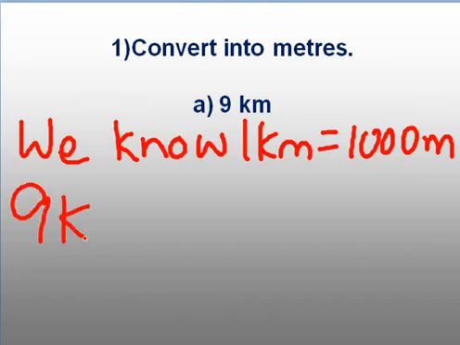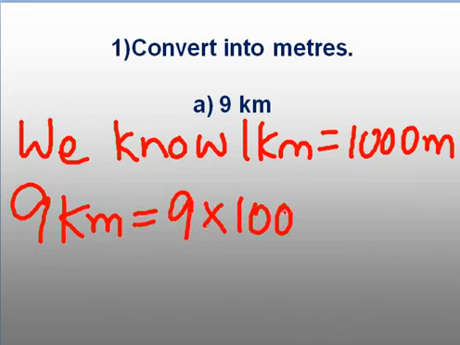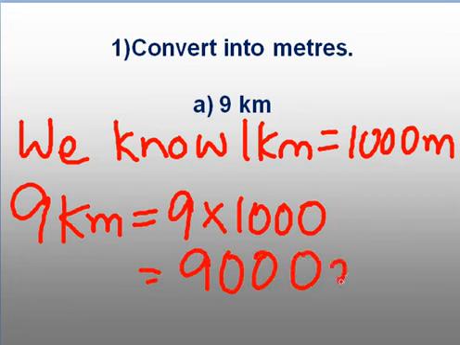So 9 kilometer is equal to 9 into 1000, that is 9000 meter. Okay, you should always show what is the relation between kilometer and meters, and then you should multiply it. Always remember, 1 kilometer is equal to 1000 meters. Kilometer can be represented as km, meters as m. So 1 km is equal to 1000 m. Here 9 km is equal to 9 into 1000, that is 9000 meter. Let us do one more question of this type.